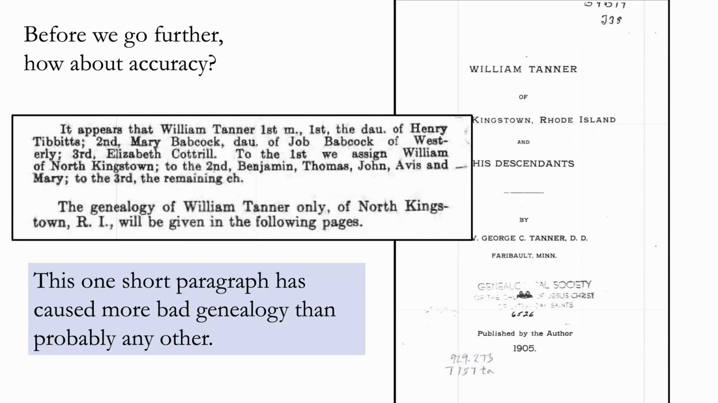And it's very, very possible that someone named William Tanner did marry Mary Babcock and did marry Elizabeth Cottrell and did marry Tibbets. But it's very likely that those are three different people.